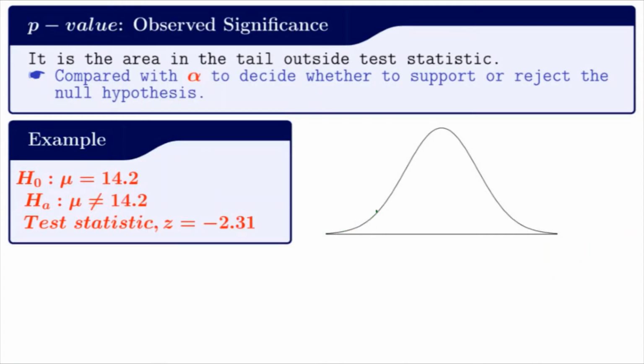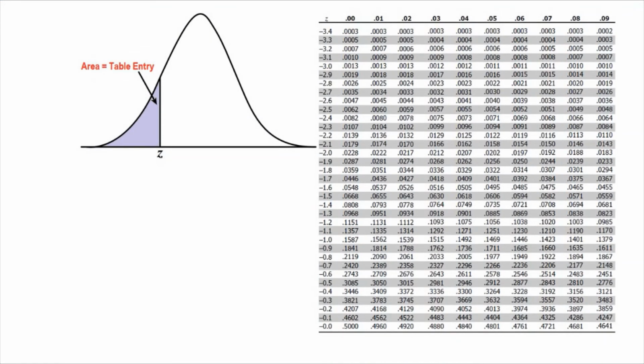Now let's look at this example. This one is a two-tailed test, and the test statistic z is negative 2.31. So we need to find the area outside of negative 2.31, this area, and multiply that by 2 to get the p-value. In the previous example, we used a TI calculator. So for this one, let's use a Z-table now. For that, let me pull up my Z-table on the screen.